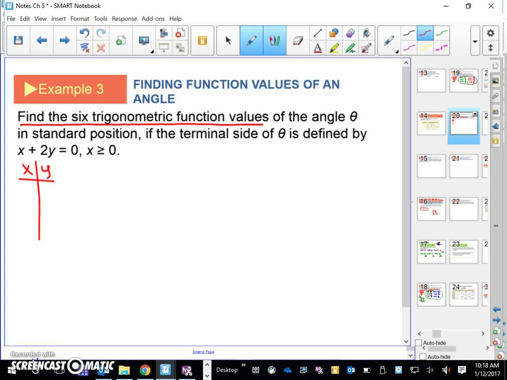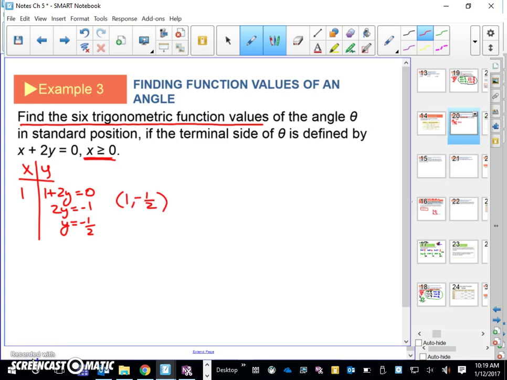Think about this. I could do 0, but I don't think zeros are going to be good to use, because we don't want 0 on the bottom of our fractions. Notice that x has to be greater than or equal to 0. So let's pick 1. If I plug in 1, I get 1 plus 2y equals 0. Subtract 1, you'll have 2y equals negative 1, divide by 2, y equals negative 1 half. So I've got the point 1 comma negative 1 half.